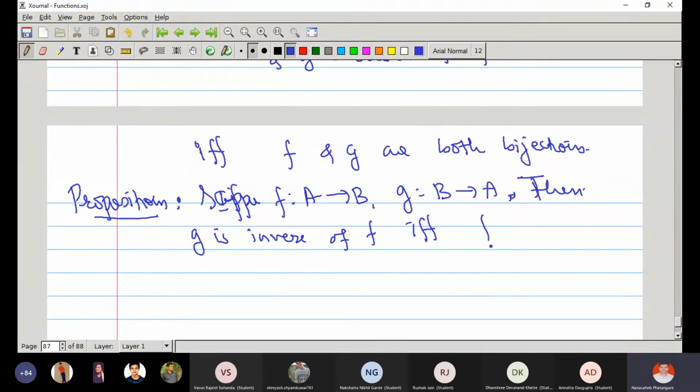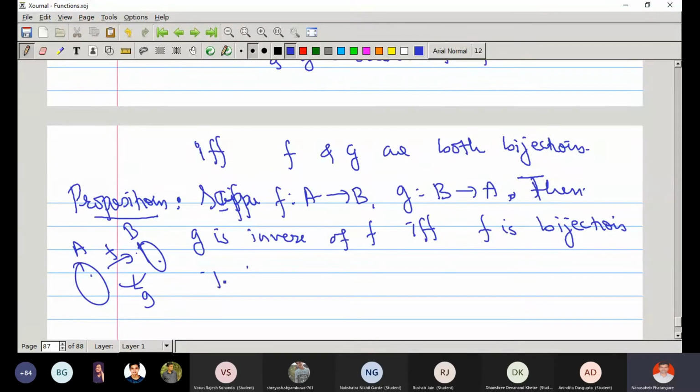But f is a bijection, and there is nothing like which set is first and which set is second, correct? This is A, this is B, and I am saying that f is from A to B and g is from B to A. Suppose I start with g. g is from B to A and f is from A to B. So this is equivalent to saying that g is a bijection. Therefore f and g are inverses of each other if and only if they are bijections. Is it clear? That is what we discussed previously.